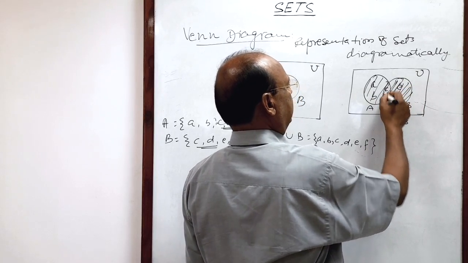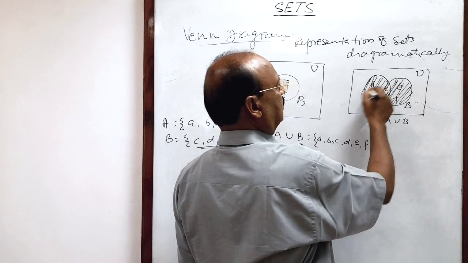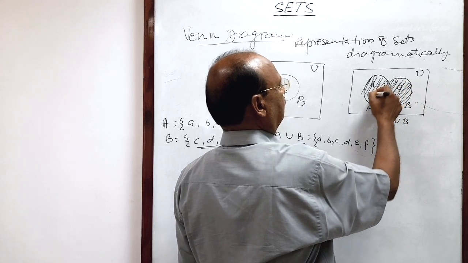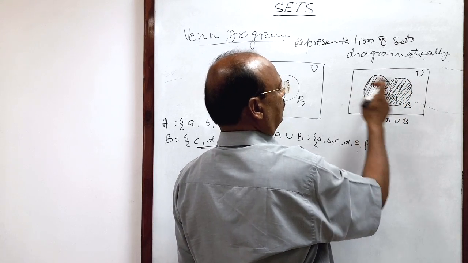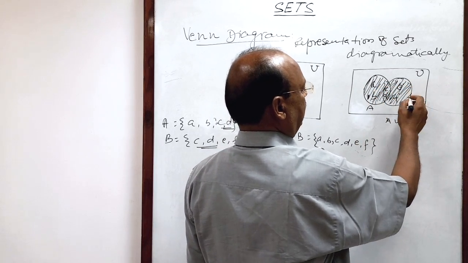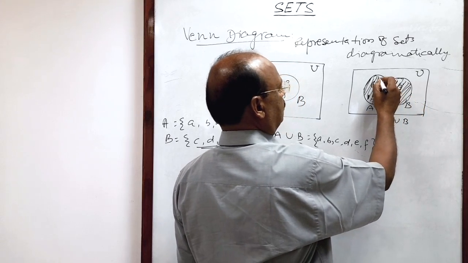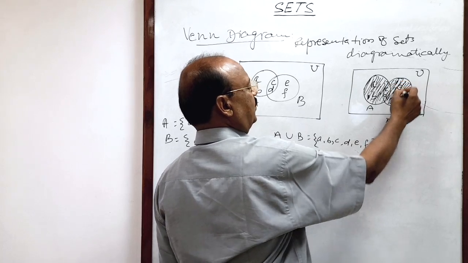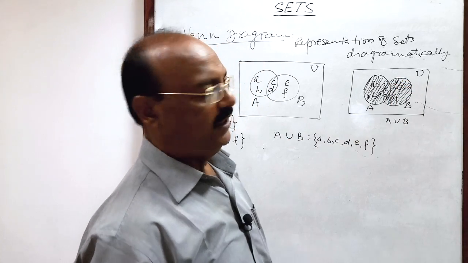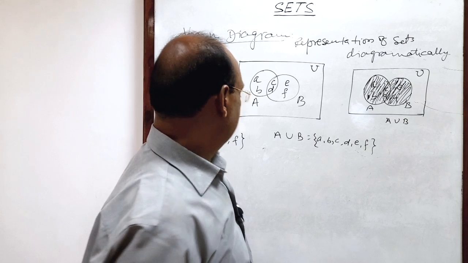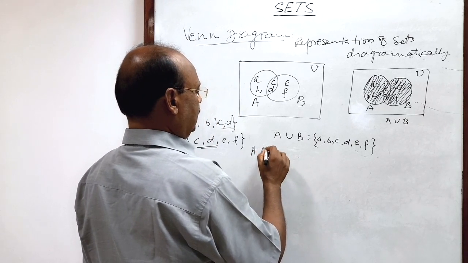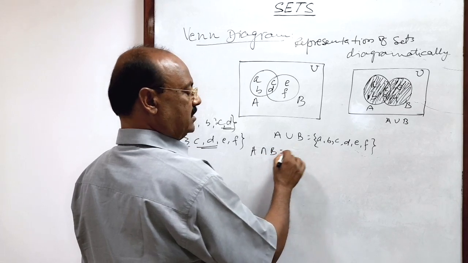So this shaded area is showing this operation A union B. It will not go outside, it will remain inside, okay, like this. So this shaded portion of this area is representing this operation A union B. Similarly, if you make an operation of these two sets, A intersection B.